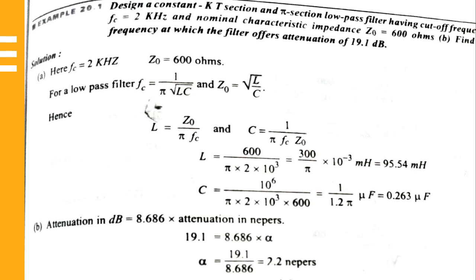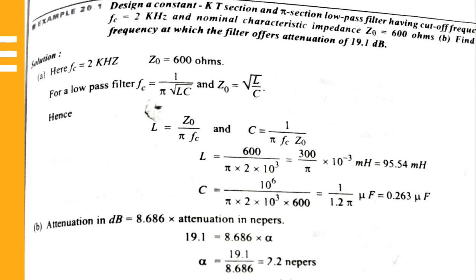First, we should always remember which filter is used. Secondly, which section, that is the T and the pi. Which method, that is the constant K or the M derived. These things are very important, and later which parameters are given, and last, which parameter you need to calculate.